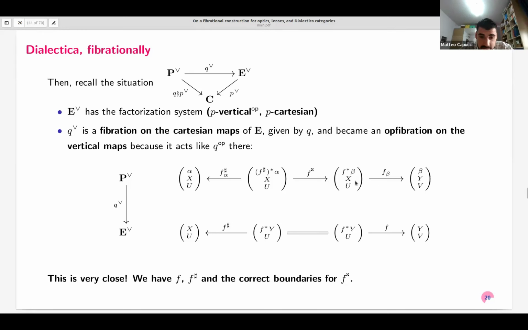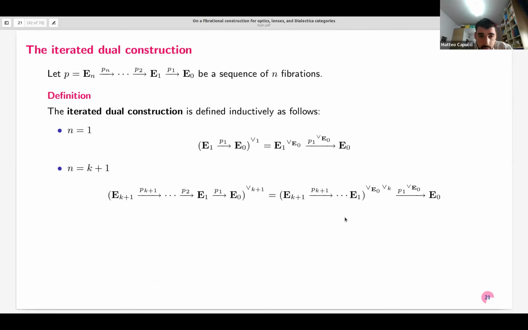So this is almost like a dialectica morphism, right? Because it's made of one piece going forward, one piece going backwards, and one piece going forward again. But we're not quite there yet, because we need to do another round of dualization. So we introduce this construction, which is basically an extension of taking a dual of a fibration to a whole tower or sequence of fibrations, okay?